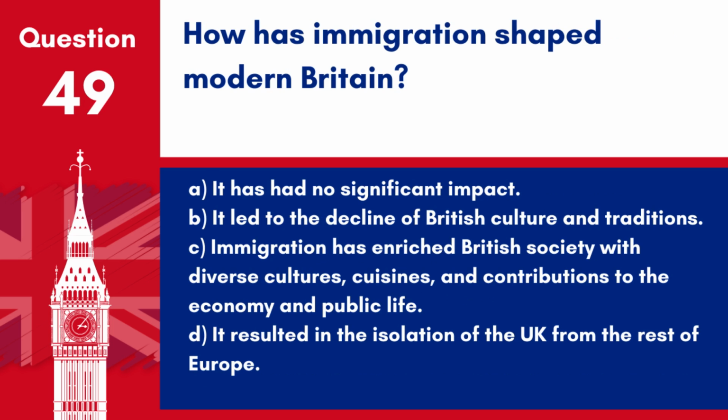Question 49. How has immigration shaped modern Britain? A. It has had no significant impact. B. It led to the decline of British culture and traditions. C. Immigration has enriched British society with diverse cultures, cuisines, and contributions to the economy and public life. D. It resulted in the isolation of the UK from the rest of Europe.